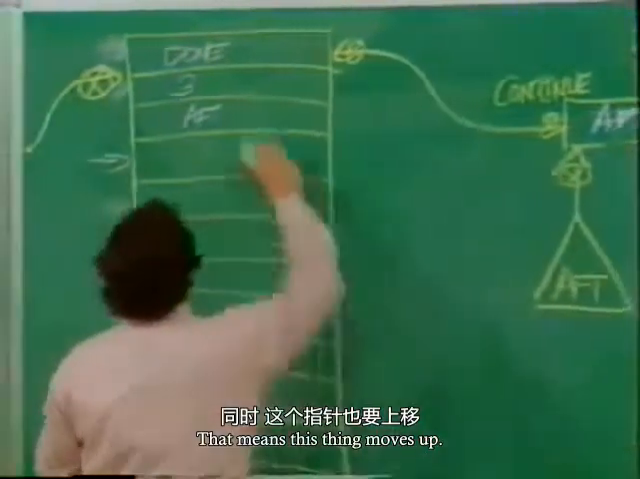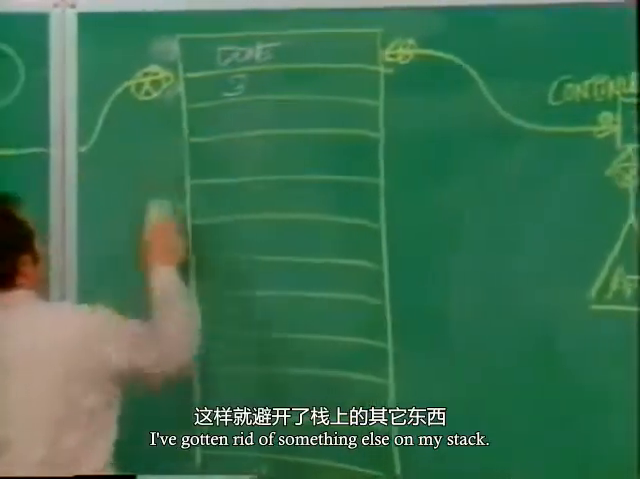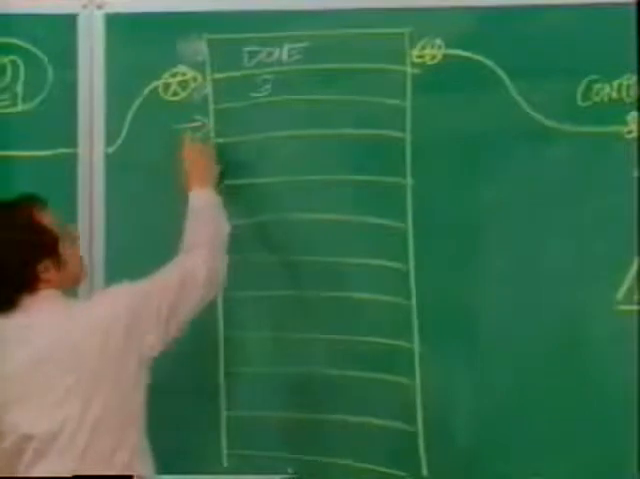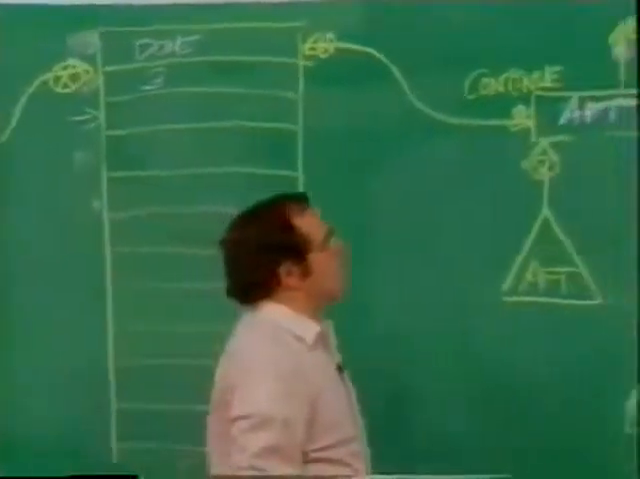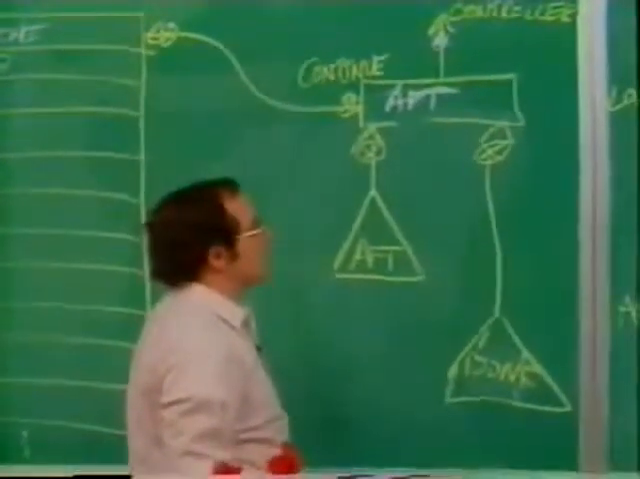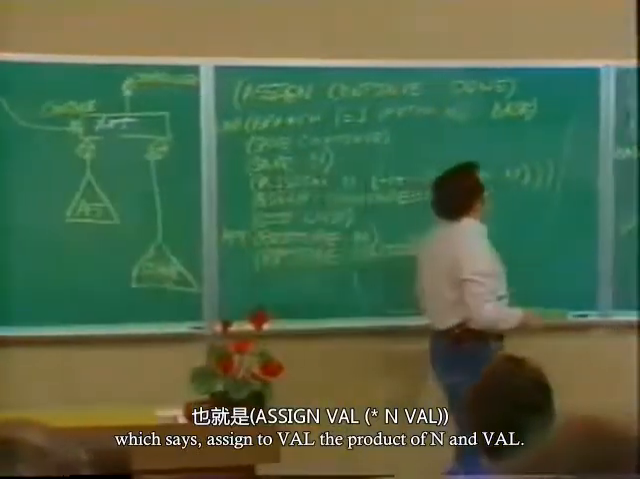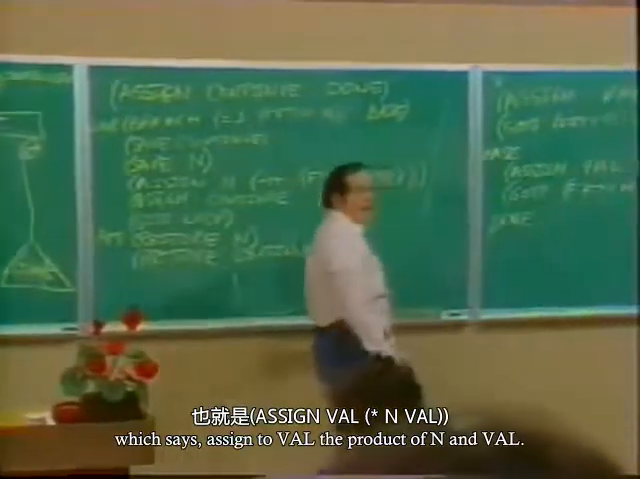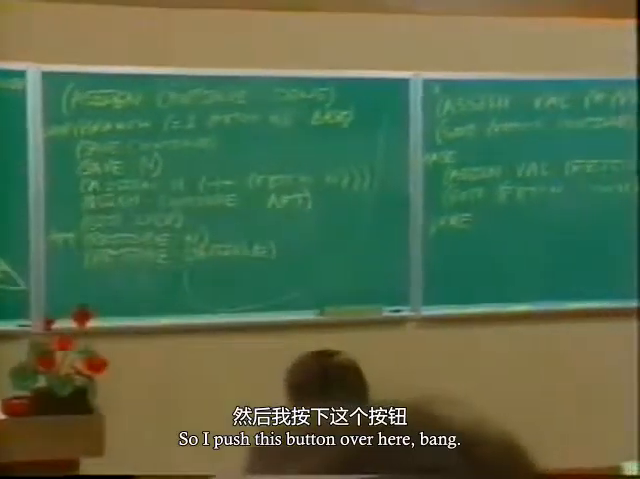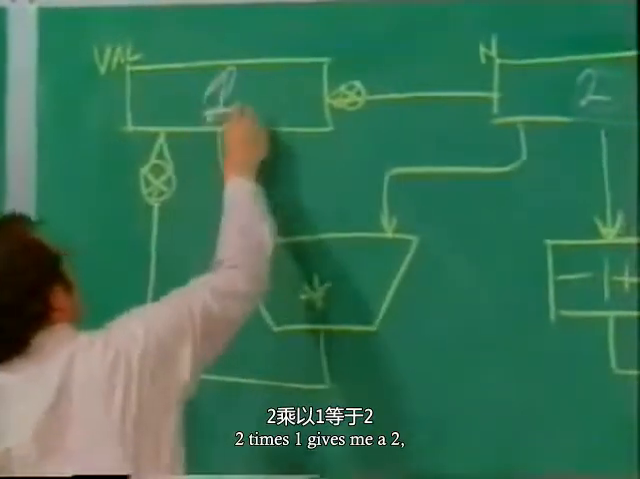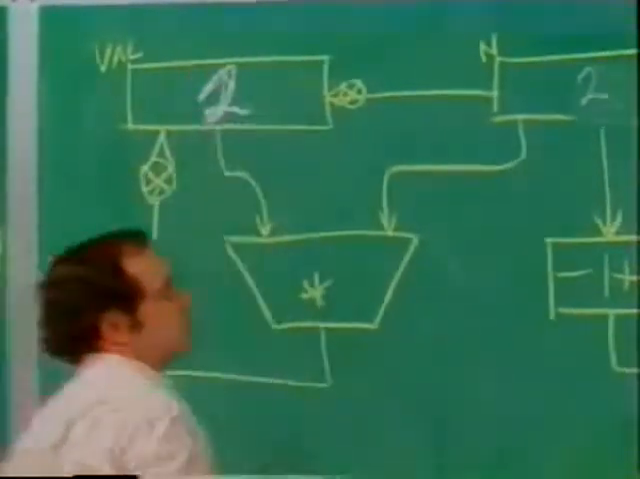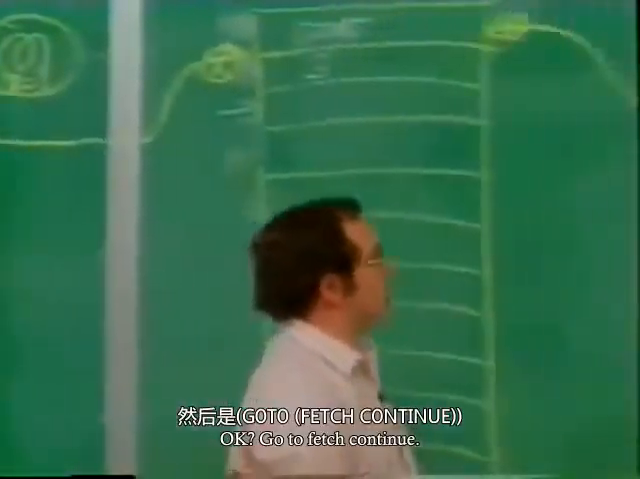That means this thing moves up. I've gotten rid of something else on my stack. Right, then I go to here, which says assign to val the product of n and val. So I push this button over here, bang, 2 times 1 gives me a 2. Get written there. Okay, go to fetch continue.